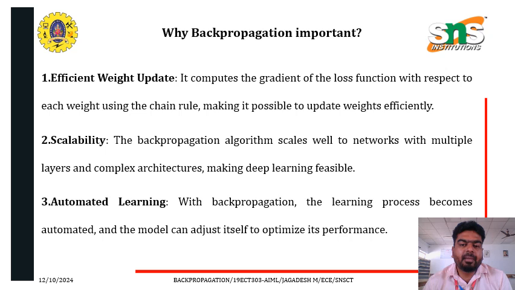So why is backpropagation important? First, it is efficient weight update. That means it computes the gradient of the loss function with respect to each weight using the chain rule, making it possible to update weights efficiently. Scalability: the backpropagation algorithm scales well to networks with multiple layers and complex architectures, making deep learning feasible. The next thing is automated learning. With backpropagation, the learning process becomes automated and the model can adjust itself to optimize its performance.